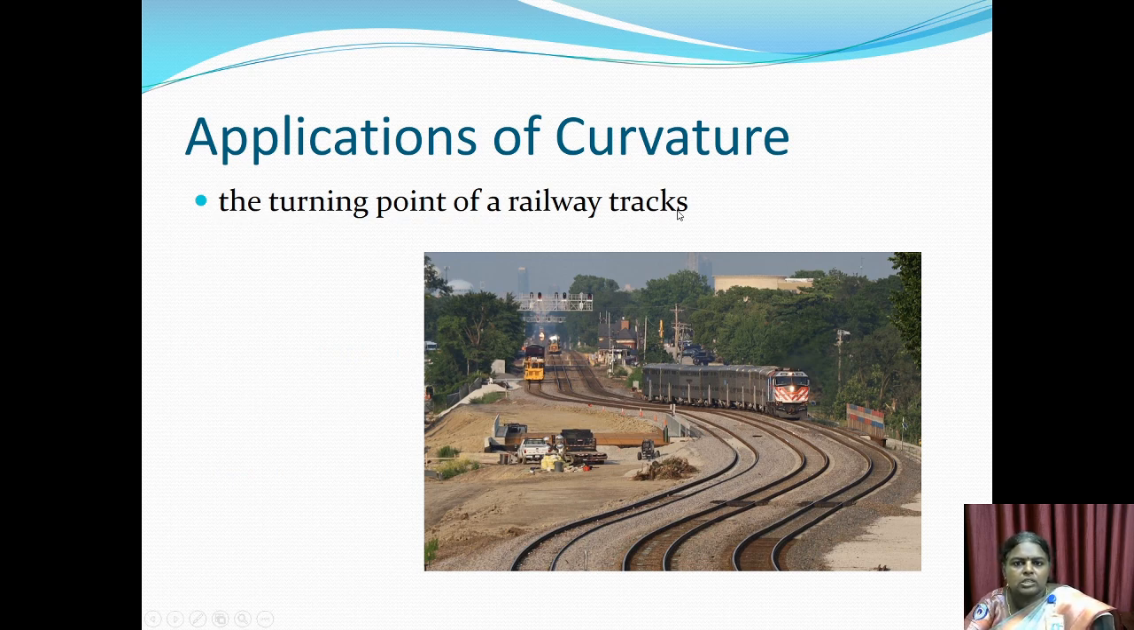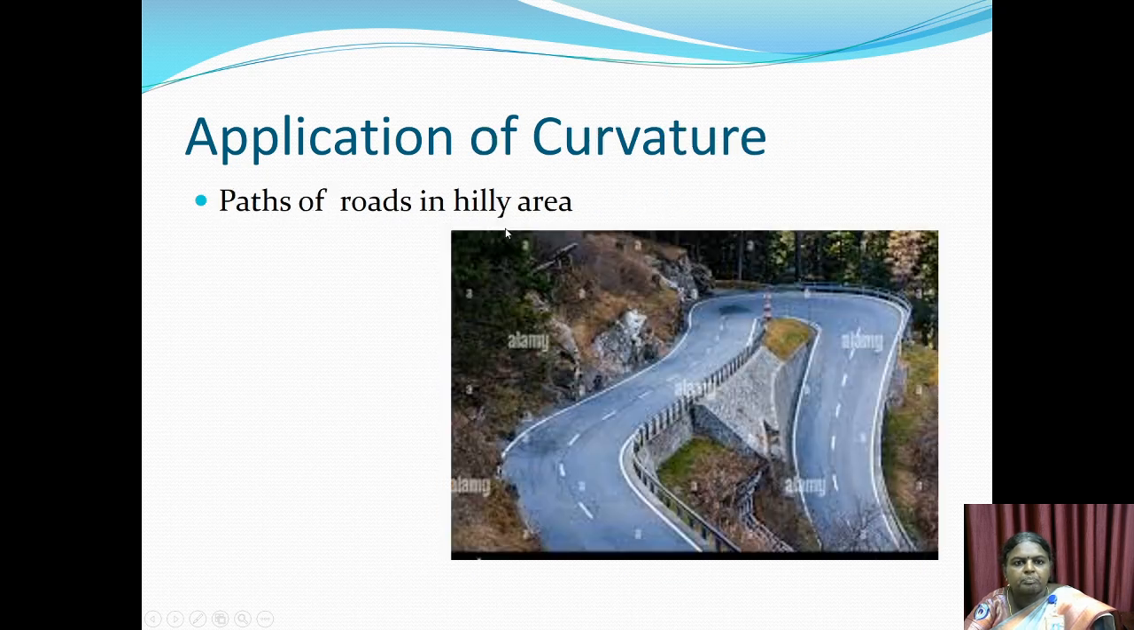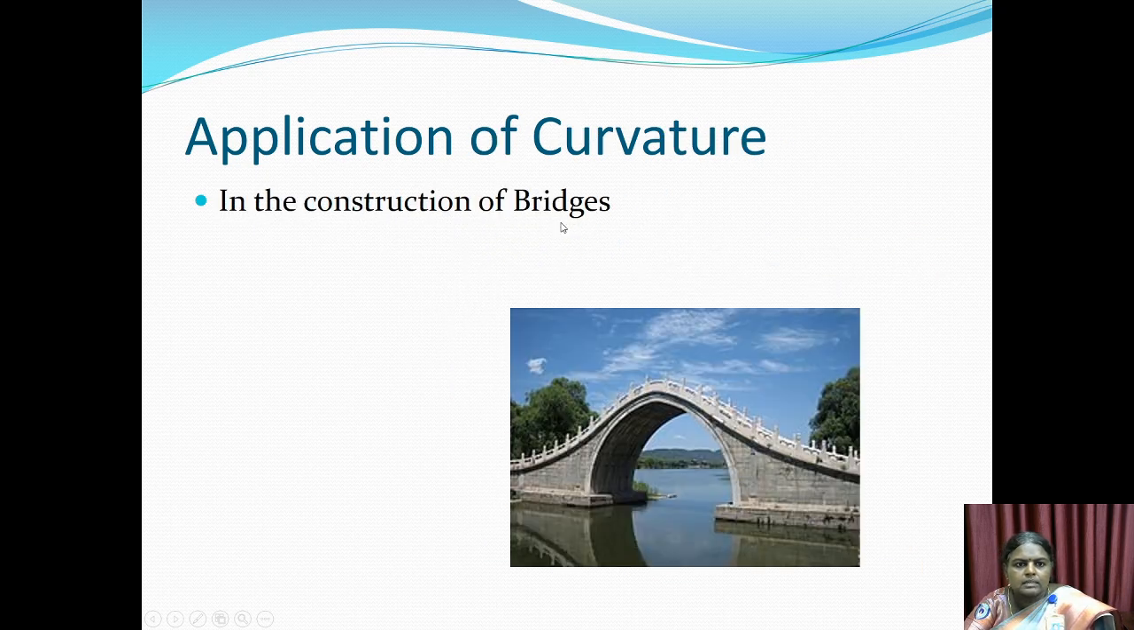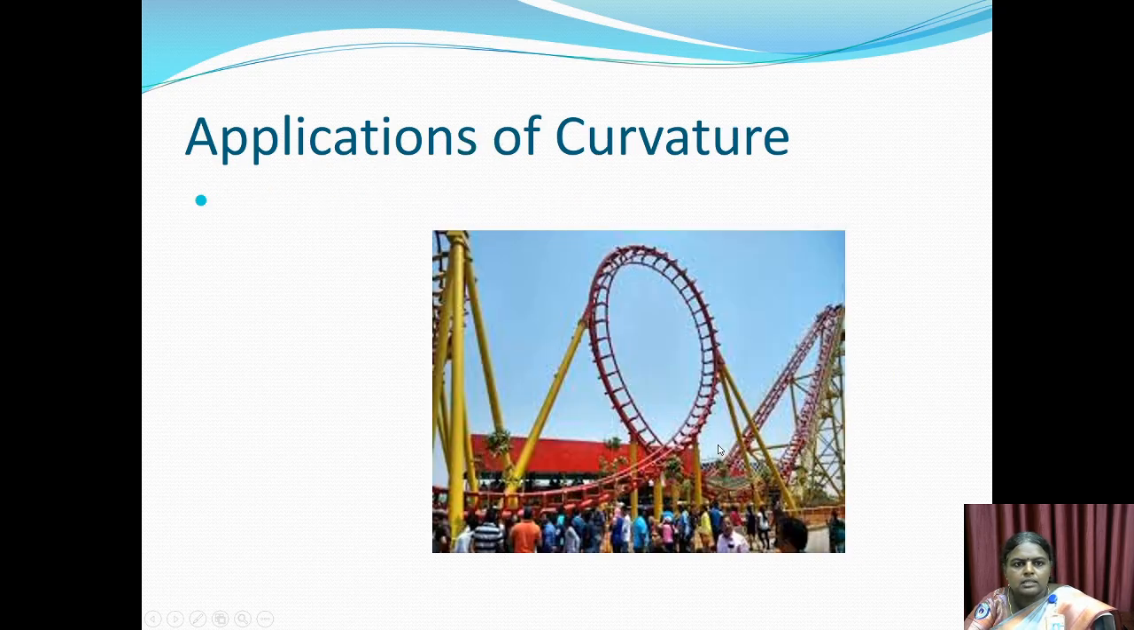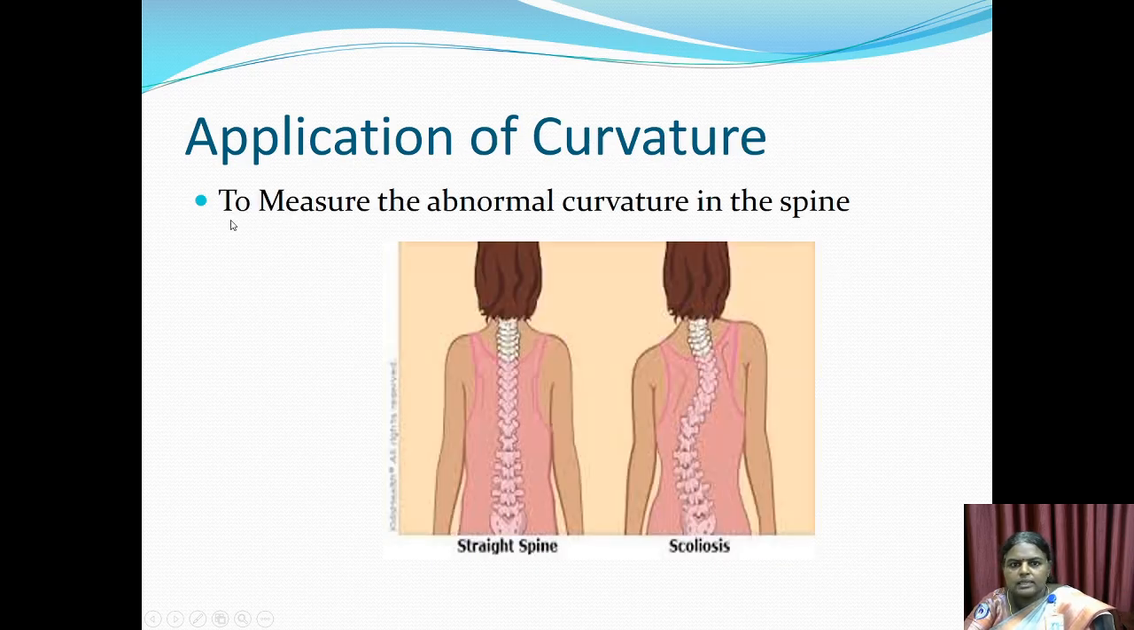Let us see some applications of curvature. Curvature is used to determine the turning points of railway tracks and the paths of roads in hilly areas, and also in the construction of bridges and roller coaster designs. It is not only used in the engineering field, it is also used in the medical field. Usually the spine should be straight. If there is any abnormal curvature in the spine, we have to measure how much it deviates from the original, and correspondingly we treat the patients. So to measure the abnormal curvature in the spine, we use curvature. It has many applications in physics, engineering and our day-to-day life.